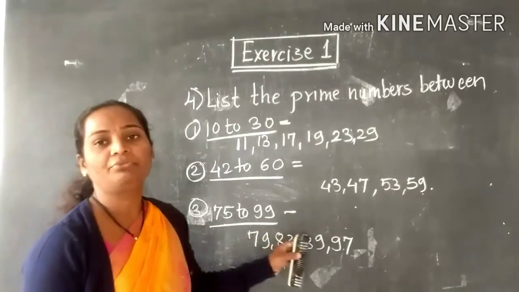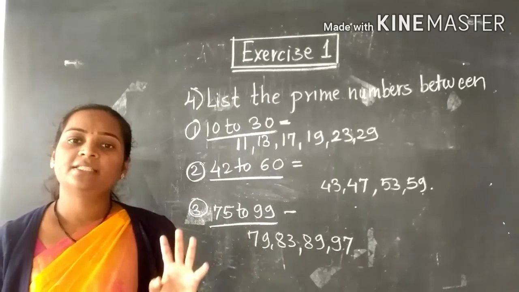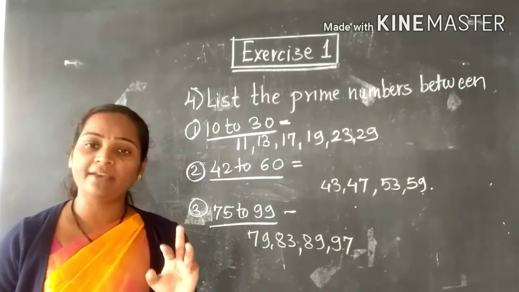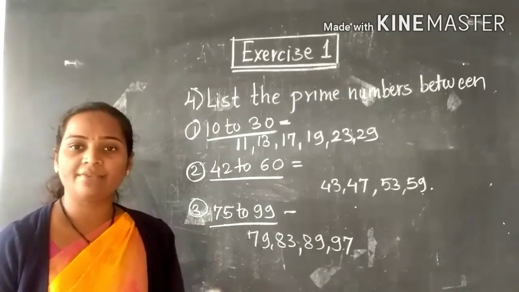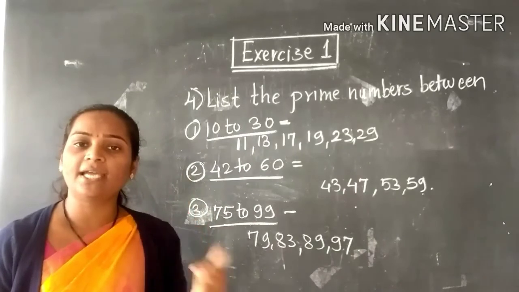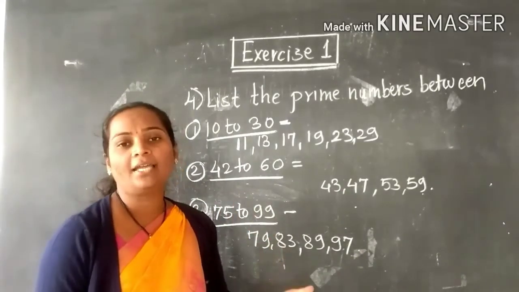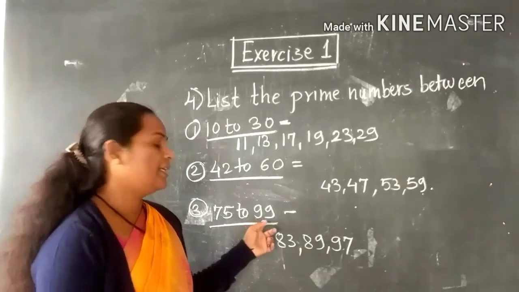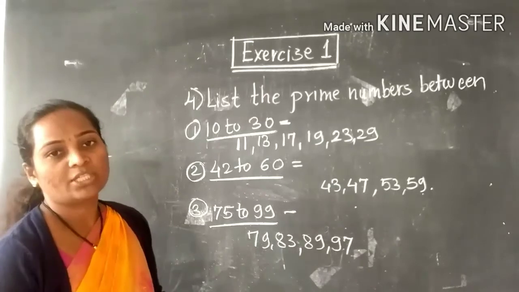Here 75 to 99 you have to write. After 75, which one comes? 79. 78 has other factors, which means it is not a prime number. 79 has only 2 factors, 1 and that number itself. Then 83, 89 and 97. Up to 99 you have to write here. I hope you understand this question number 4.